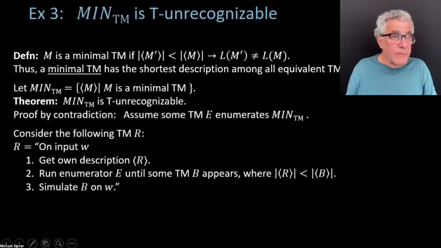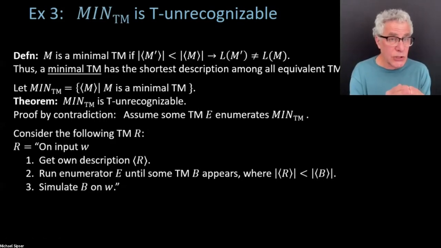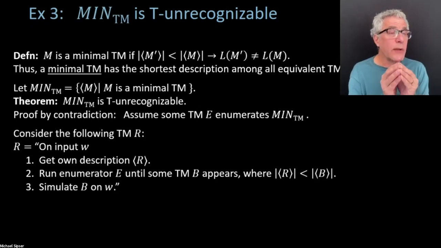So what? Well, the point is that you're going to be smaller than that machine that you're simulating, because you waited to find a machine that the enumerator produced, which is bigger than you. So you're going to be simulating that machine that's bigger than you. And so you're going to be doing exactly what that machine does on every input, because you're always going to be simulating that same machine on every input. And so you're going to be equivalent to that bigger machine.